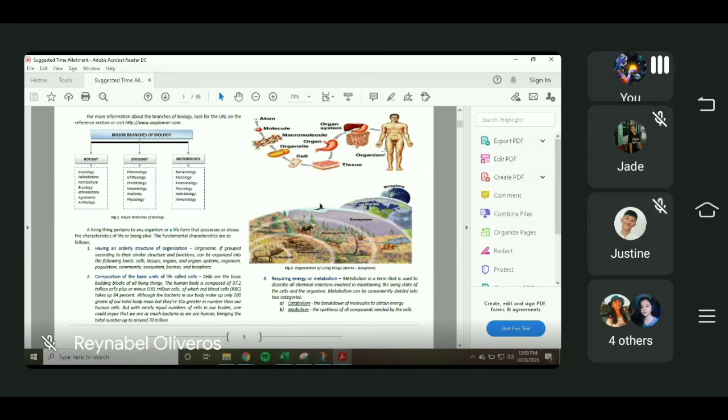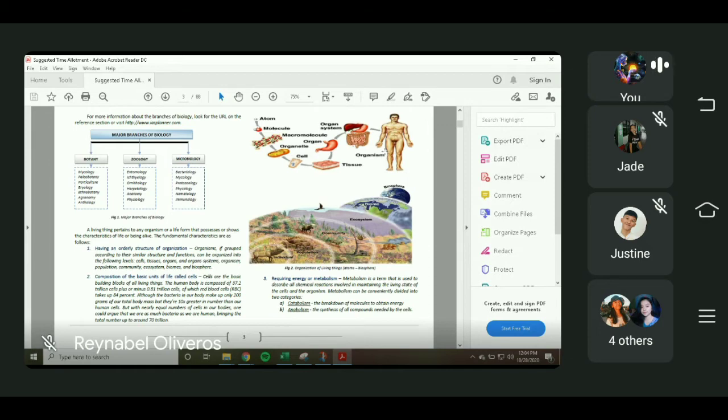So, number 3 is requiring energy or metabolism. Okay? Ang isang living organism, nagre-require siya ng or kailangan ng katawan niya ng energy. Okay? So, saan ba makukuha yung energy ng isang living organism? Either sa kinakain niya, diba? Which may be rich in protein, carbohydrates, lipids, diba? Nucleic acid, 'di ba? And different vitamins na kailangan ng katawan niya para mas mag-enrich pa ito. 'Di ba?